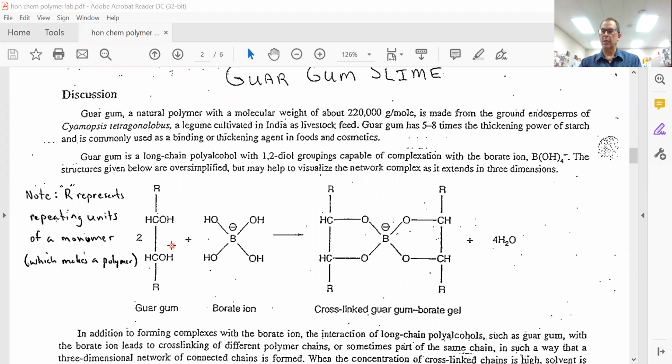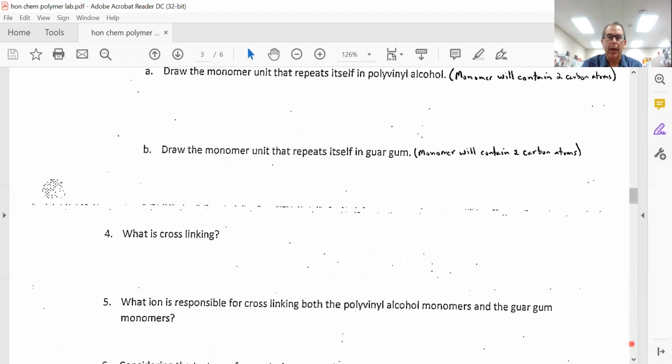So it's very similar in structure, except it has 2 OH groups instead of 1. So this was the polyvinyl alcohol with 1 OH group on it. And this is the guar gum slime with 2 OH groups. Notice, quite similar, and the products ultimately have quite similar properties at the end. So I think that'll help with question 3 when you're working at it.